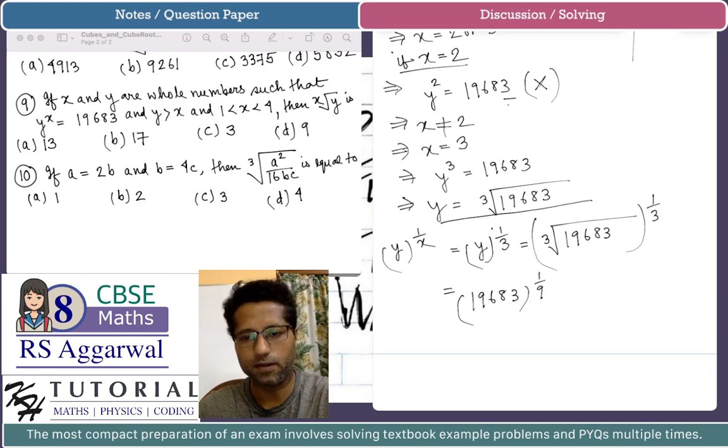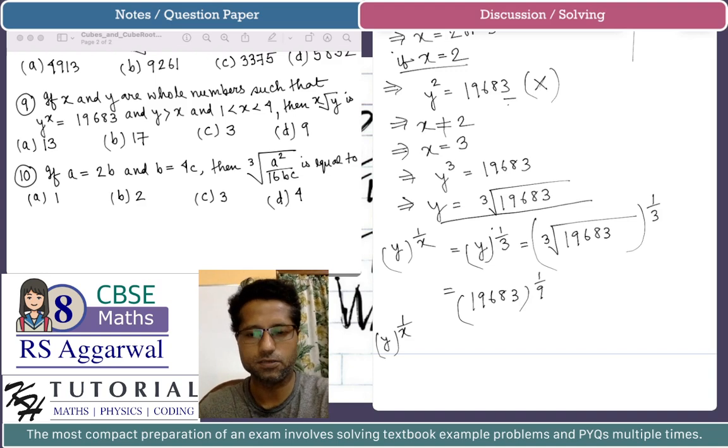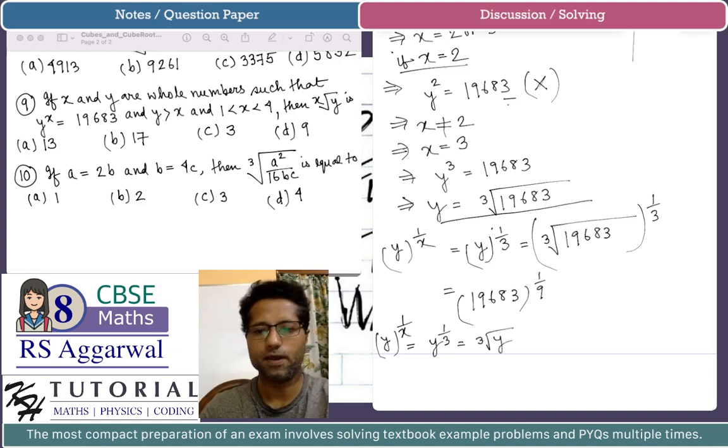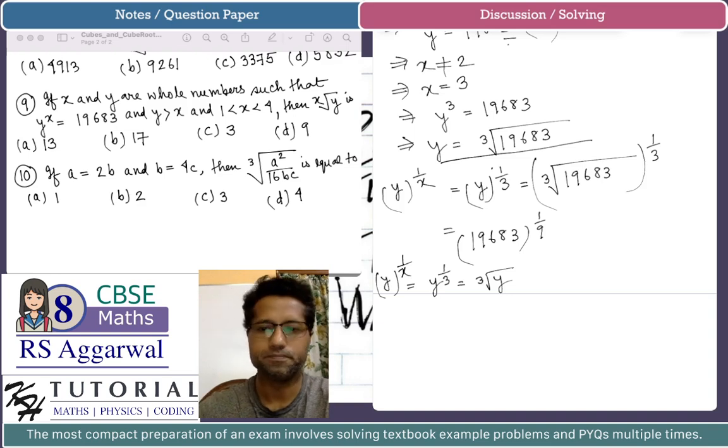The expression that we have to find the value of is y to the power 1 by x, which is the x-th root of y. As we know that x is 3, this is y to the power 1 by 3, which is nothing but the cube root of y. So we have to find the cube root of y, where we know y is equal to the cube root of 19683.